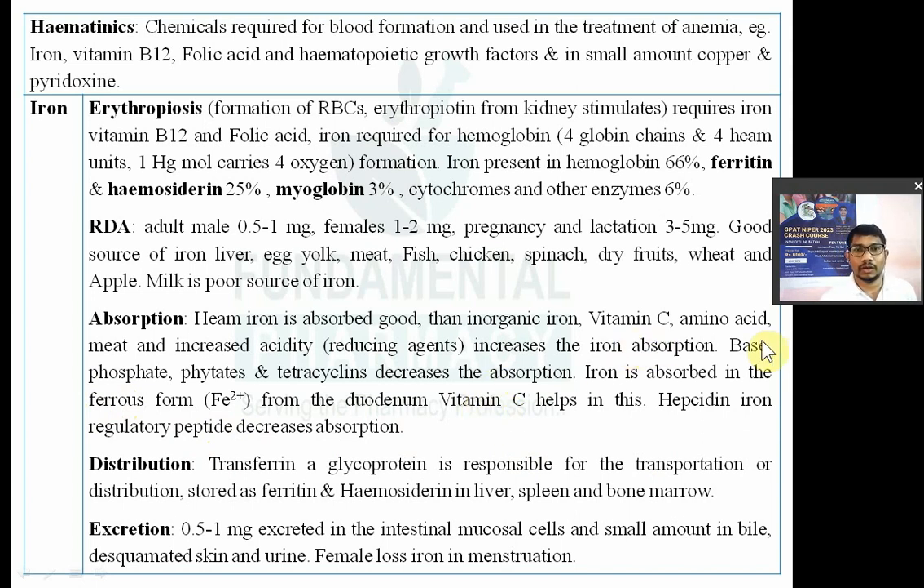Now also amino acids, meat, and increased acidity, meaning HCl, will increase the iron absorption. Basic compounds like phosphate, phytate, tetracyclines will decrease the iron absorption, like antacids also. After the absorption of iron, iron will be bound to one protein known as transferrin.